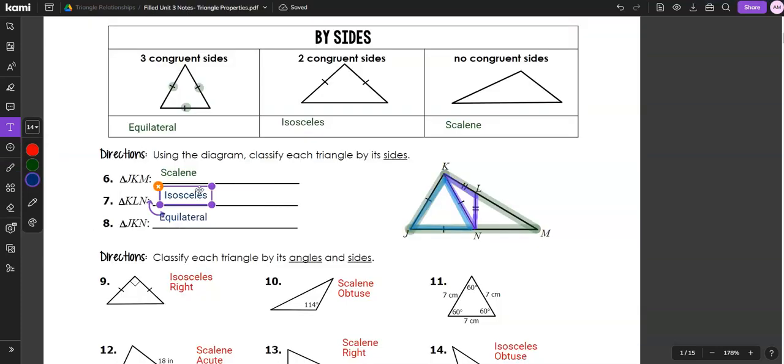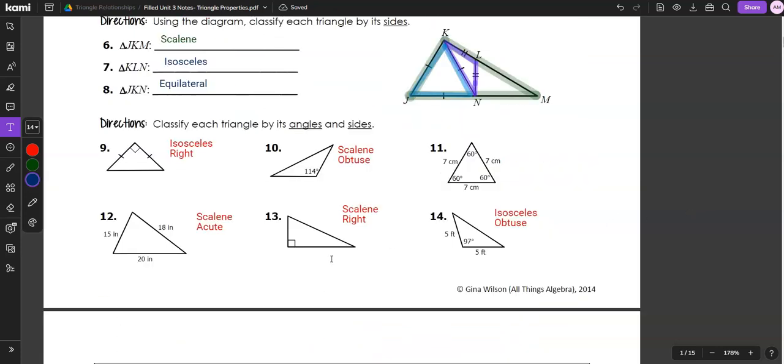I'm not sure why, but my battery on my microphone died, so it looks like I have to re-record this part. So again, we got KLN being an isosceles triangle. That's this purple one right here, and then JKN, which is this blue one right here, and that one's going to be equilateral.